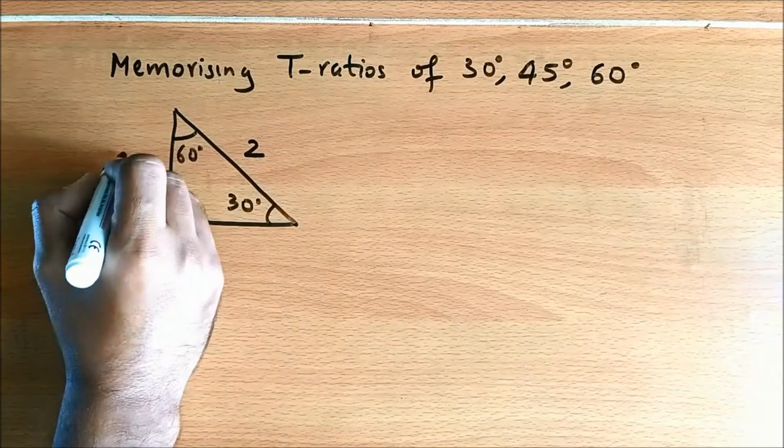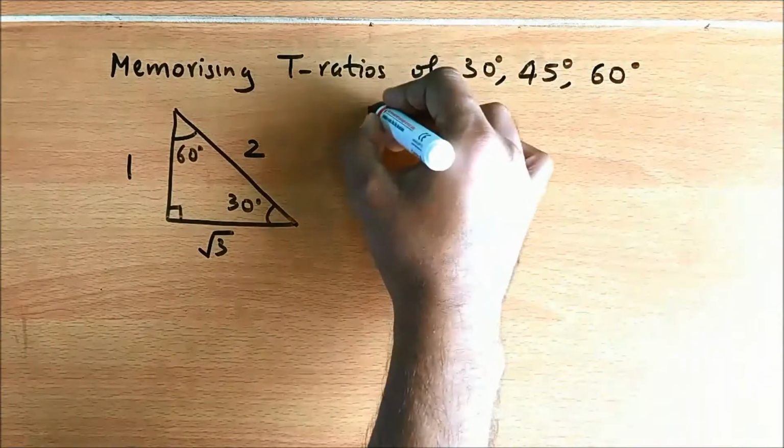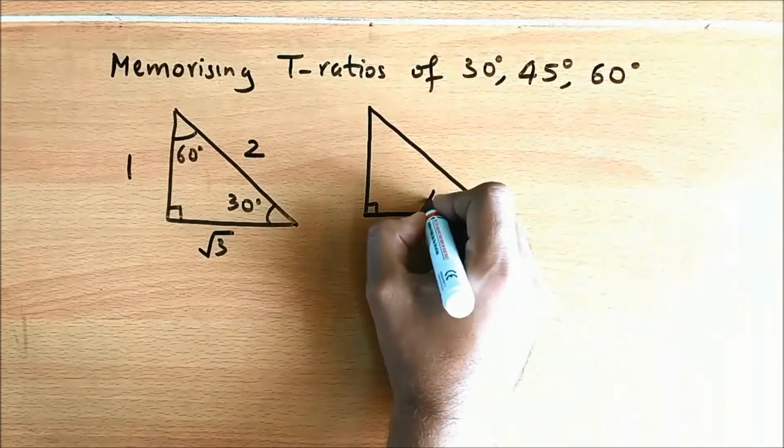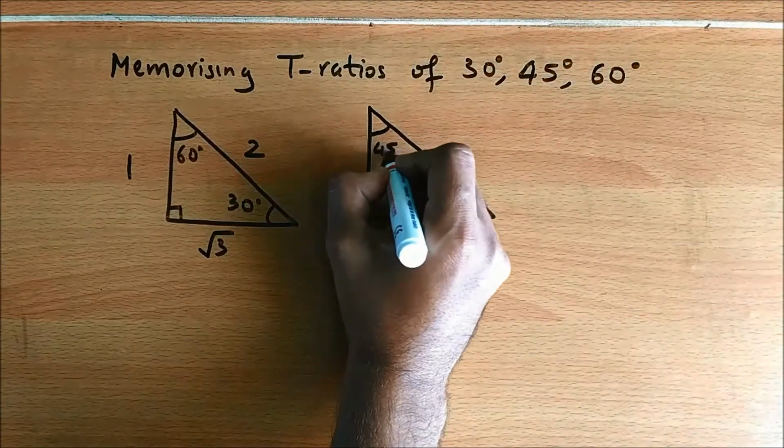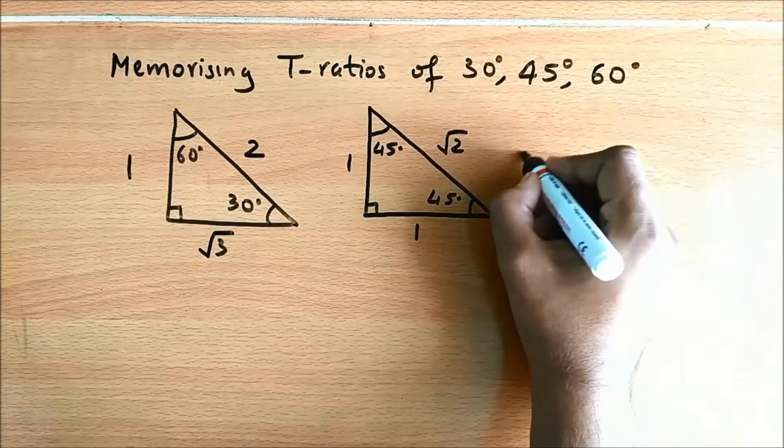Now let's consider hypotenuse as 2. So opposite to 30 would be 1 and opposite to 60 would be root 3. Next is 45, 45, 90. Yes, so take the two sides as 1, 1 and hypotenuse as root 2.